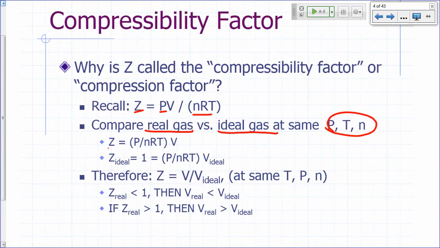So Z for a real gas would be pressure times volume over nRT, and this volume right here is the real volume. That's just PV over nRT. Now, if it were ideal, then Z would be equal to 1. So pressure times the ideal volume over nRT would be equal to 1. Okay, so what can you show from here?